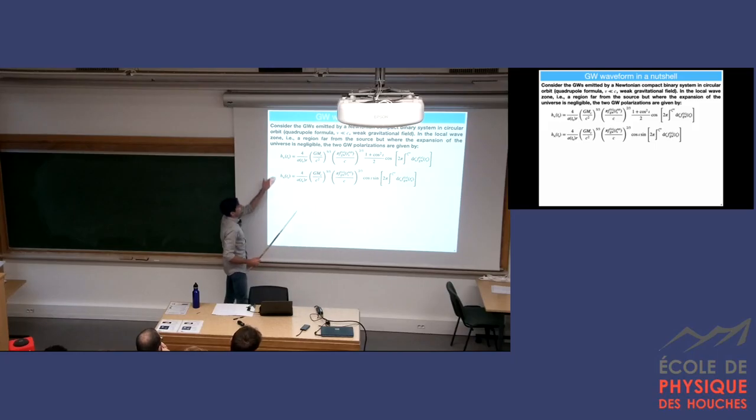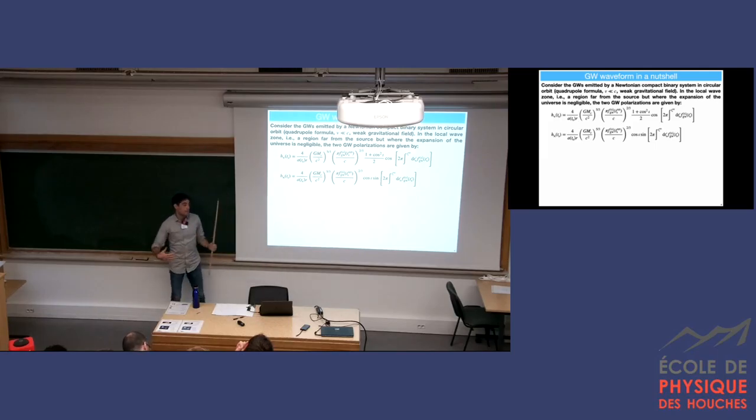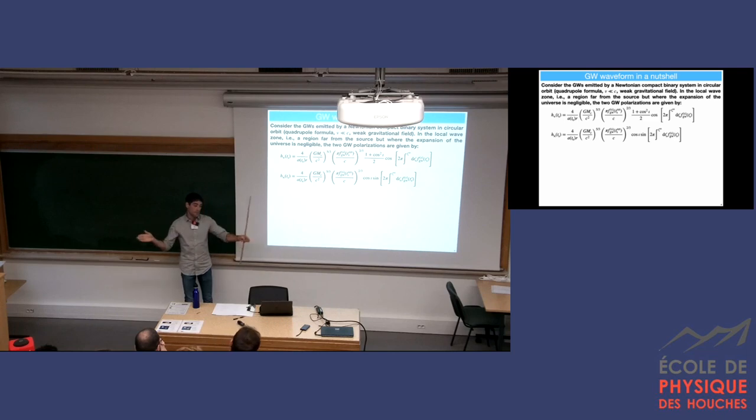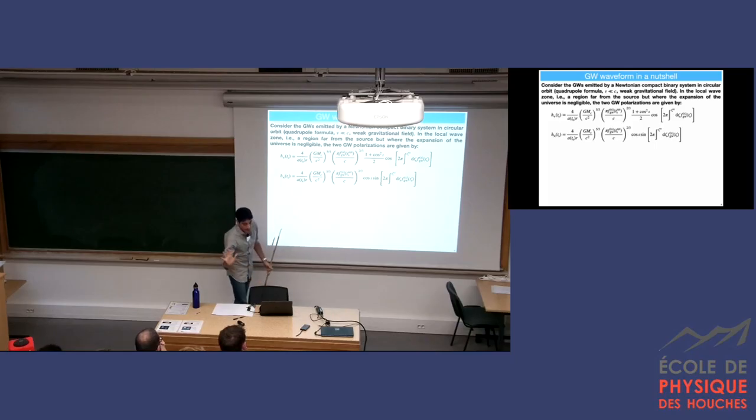Basically, what we have to do here to account for the expansion of the universe in the local wave zone, which is a region not too far from the source, but such that the polarizations already have a decay that goes as 1 over r, and also sufficiently far away that effectively the factor a, the scale factor, is important. So we have to put it there. These are the expressions that I think you may have already seen.